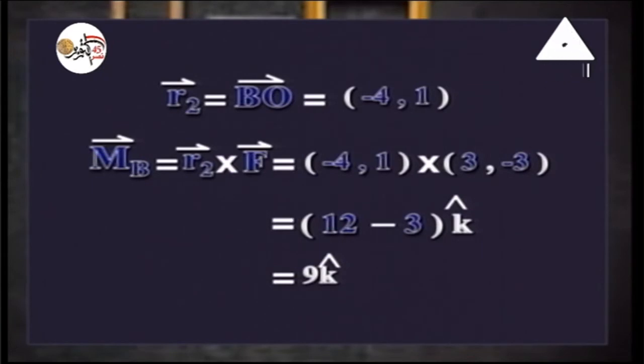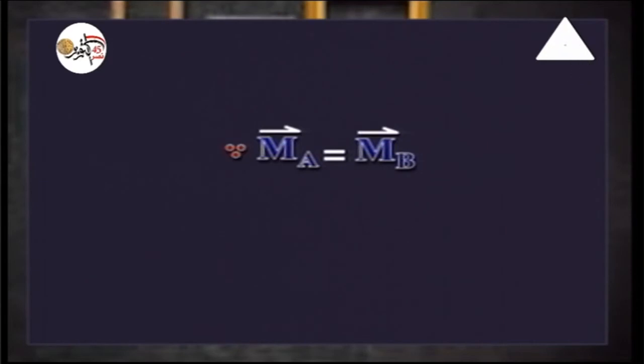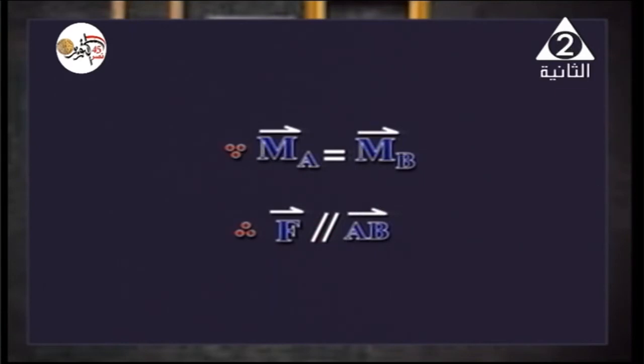Then we deduce that moment about A equals moment about B. Why? Because each one is 9k vector. Moment about A equals moment about B. What does this mean? The line of action of the force is parallel to AB.